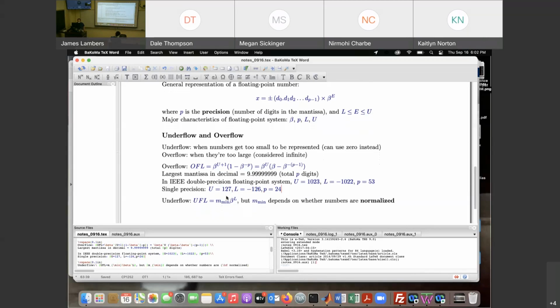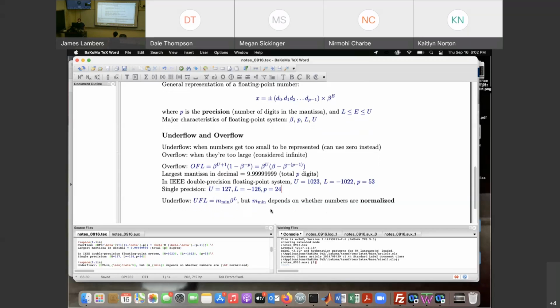Underflow is, it depends. So in overflow, you have the largest possible mantissa times the base to the largest exponent. Similar idea here. We have base to the smallest allowed exponent times the smallest allowed mantissa. But what is the smallest allowed mantissa? It depends on whether the numbers are normalized.